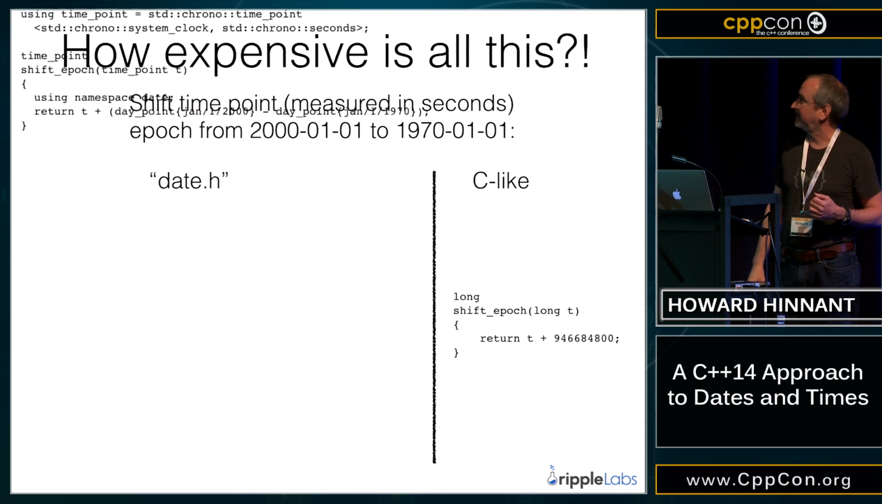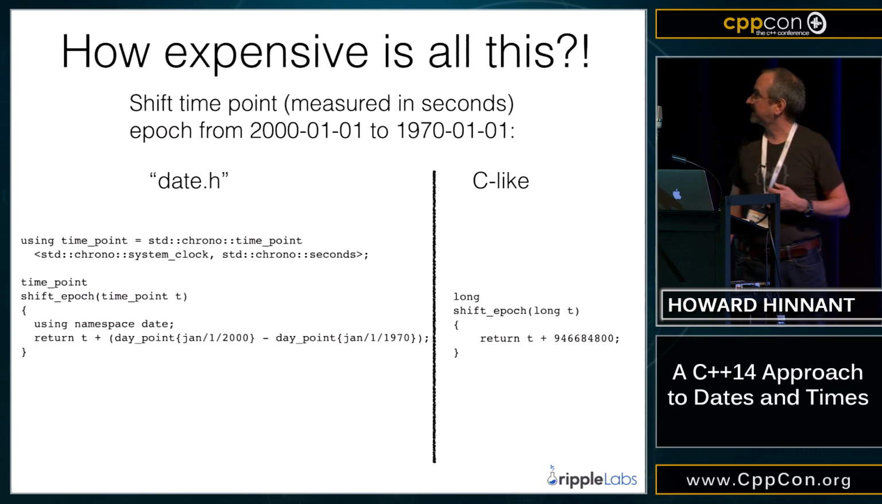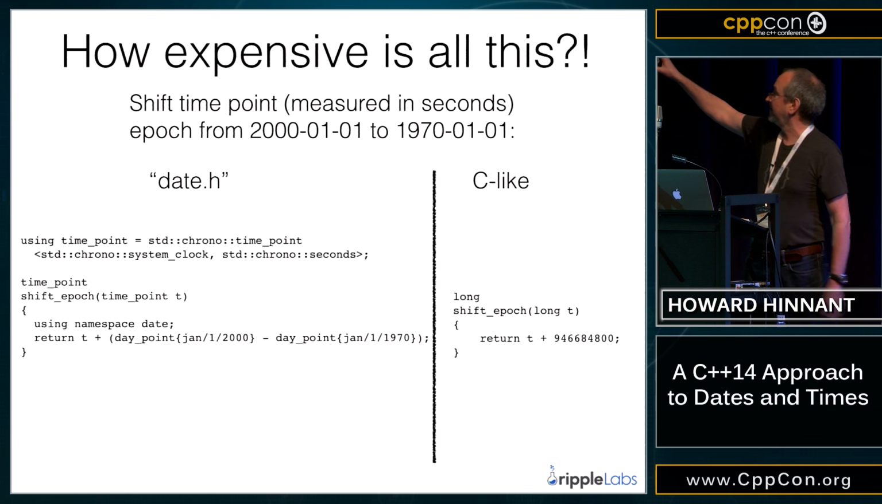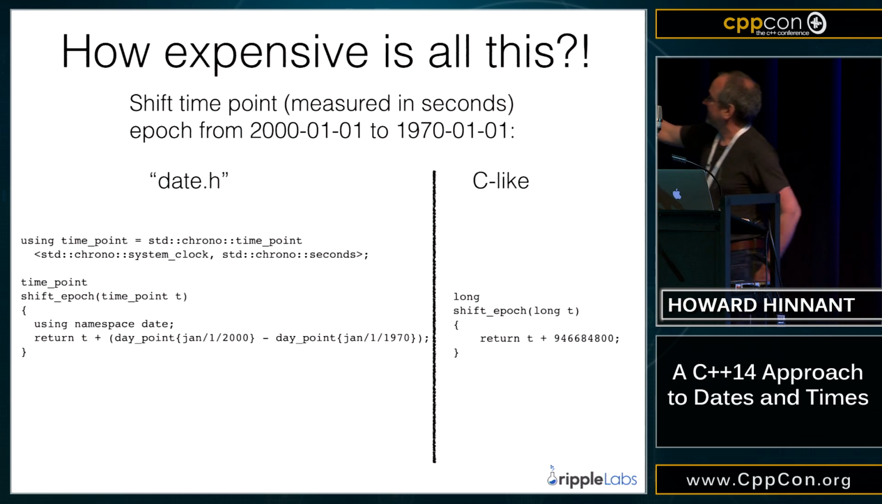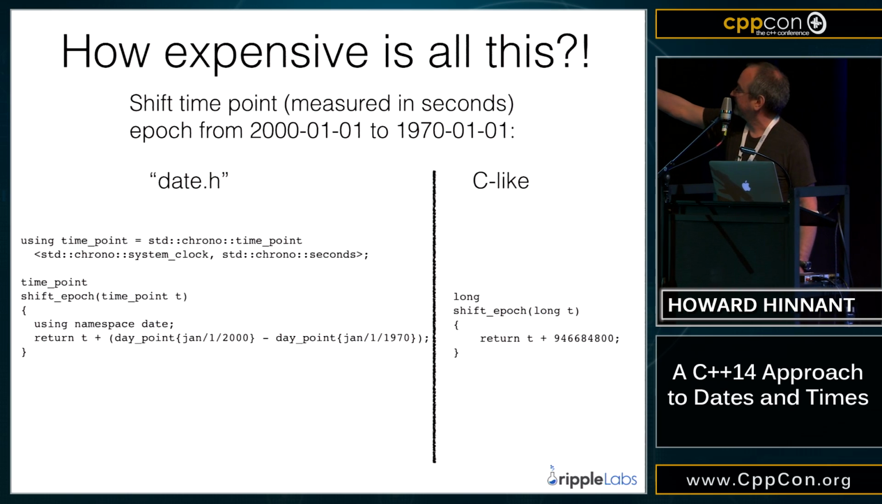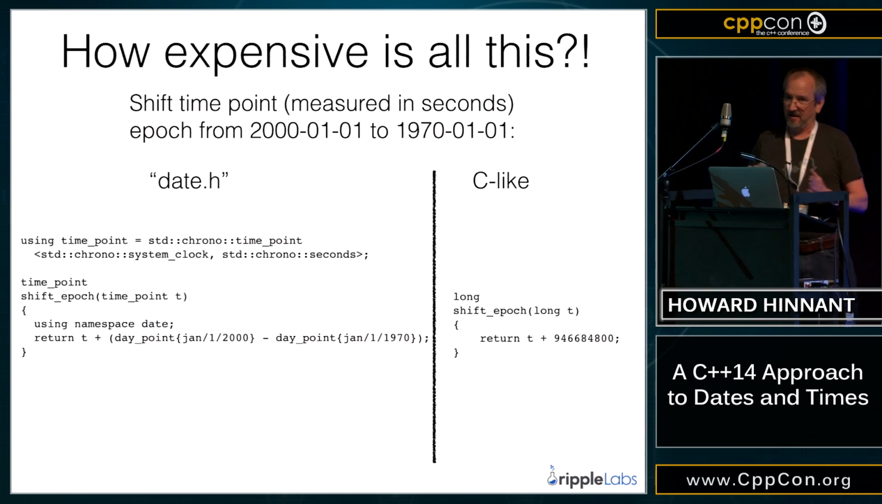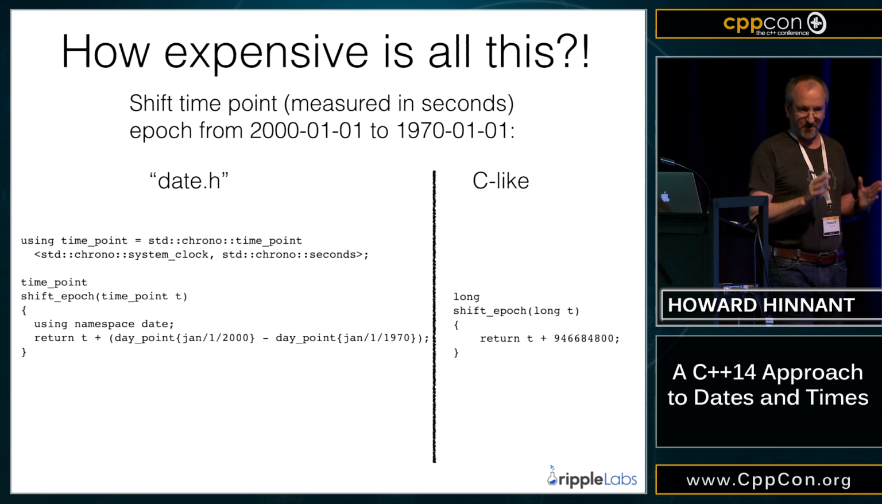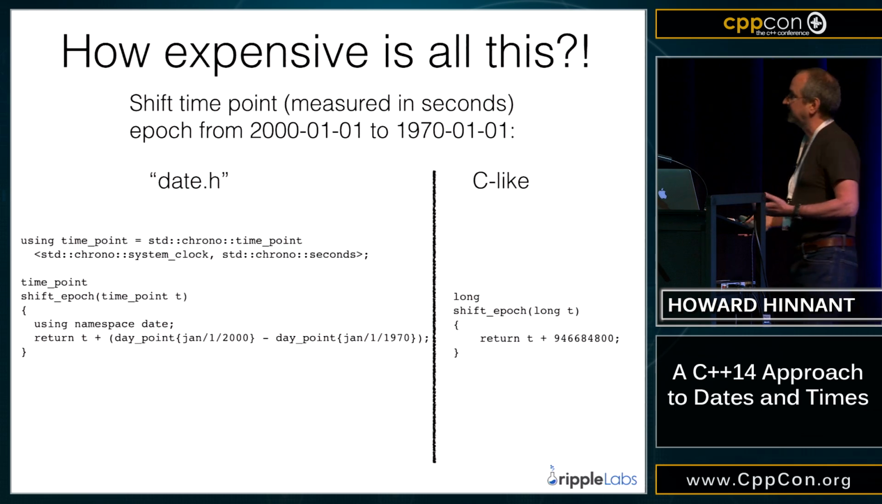How do you do it in this library? It's a little bit more verbose, but it's a lot more type safe. I'm not going to store my time point in a long. I'm not a Neanderthal. I'm going to store it in a chrono time point. I'm going to use system clock as the clock and specifically specify that I'm using duration seconds. So now I've just got a count of seconds.